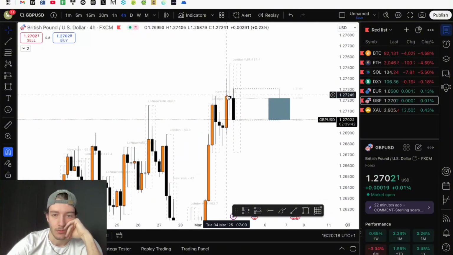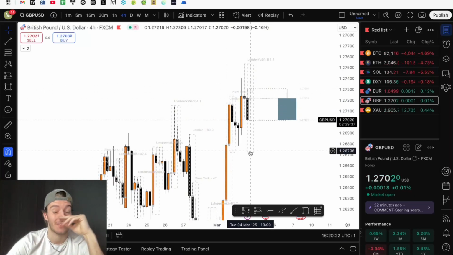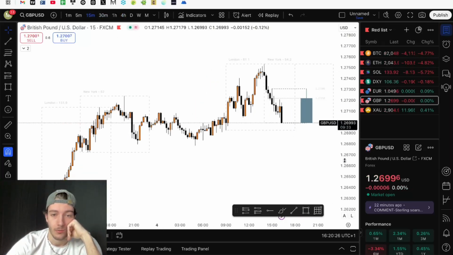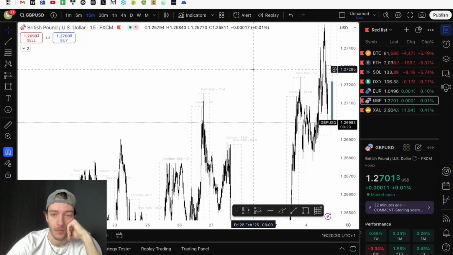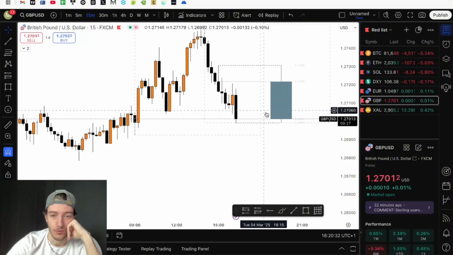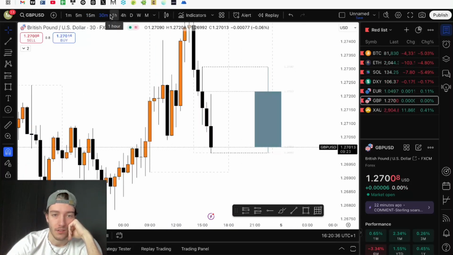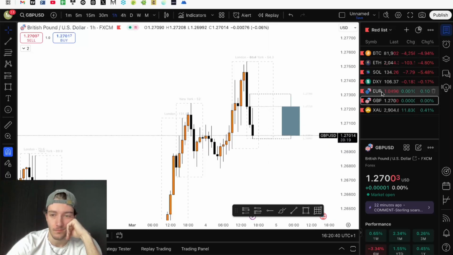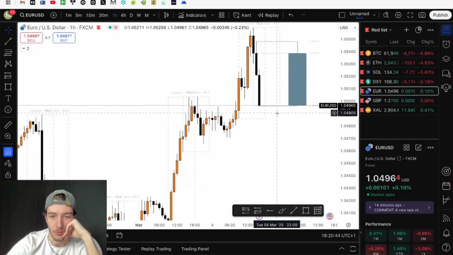So yeah, this was a sweep. This 4-hour doji could have indicated for me that we are likely just sweeping this high here and these highs here and move lower. But I did not want to take short. My bias was bullish. The hourly was bullish. The 4-hour was bullish.